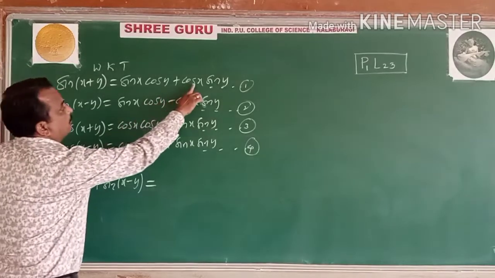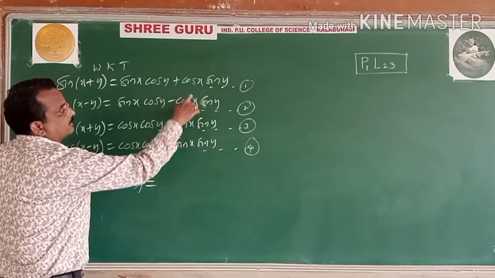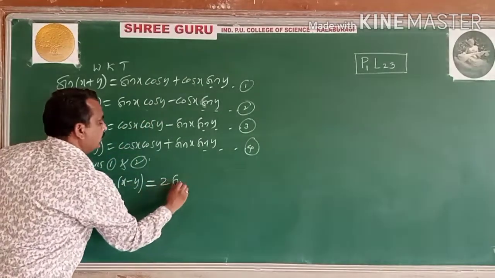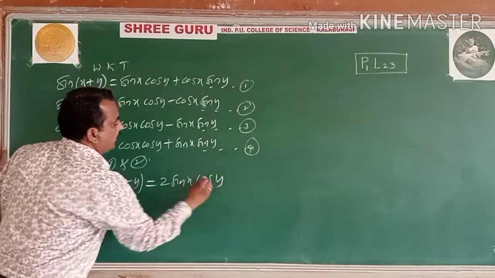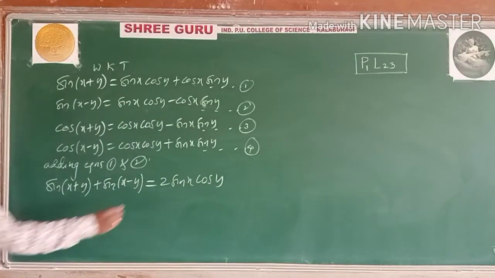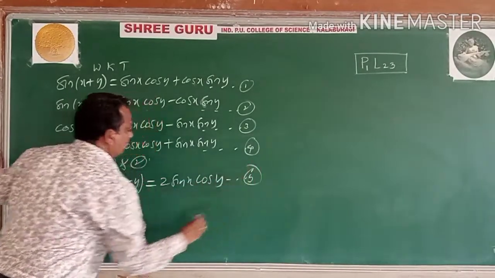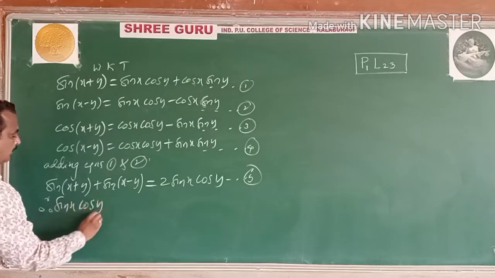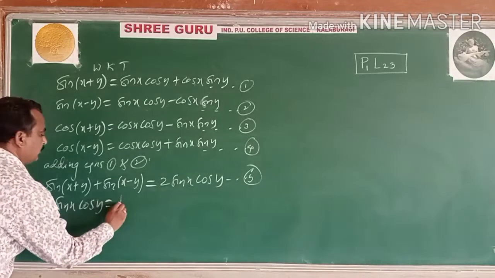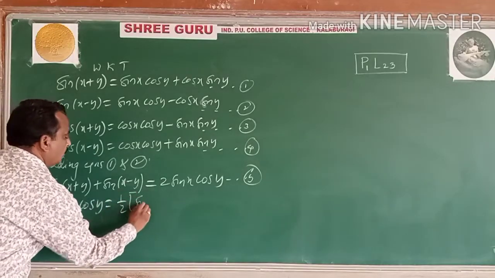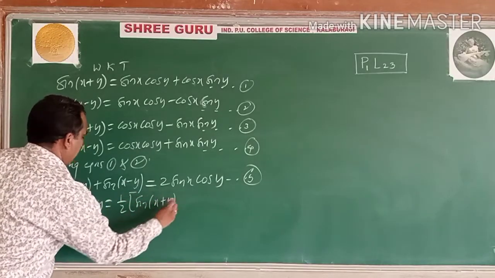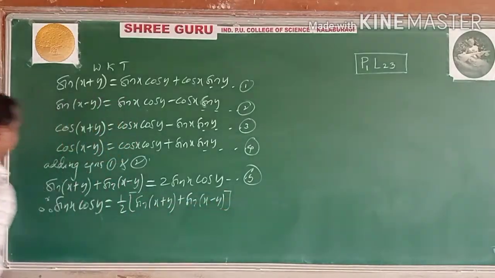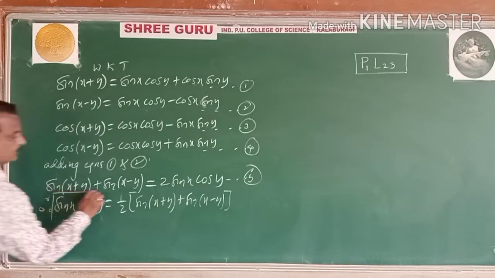See here, plus cos x sin y minus cos x sin y get cancelled. What remains? 2 times sin x into cos y. It becomes a product formula; call it equation number 5. Therefore, sin x into cos y is equal to 1 by 2 into sin of x plus y plus sin of x minus y. This is the product formula.